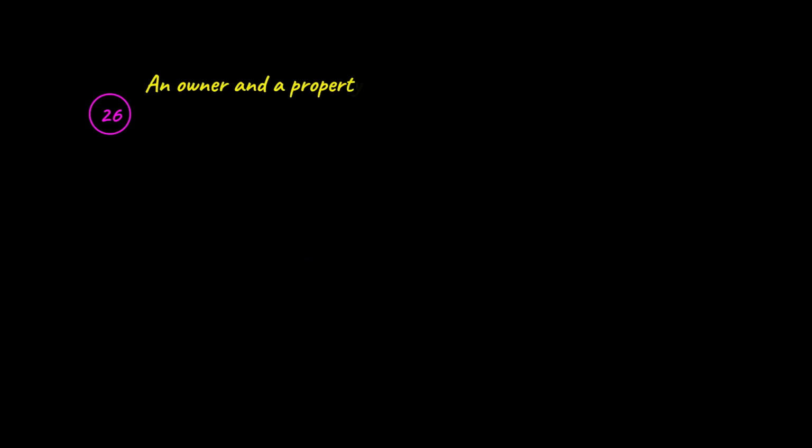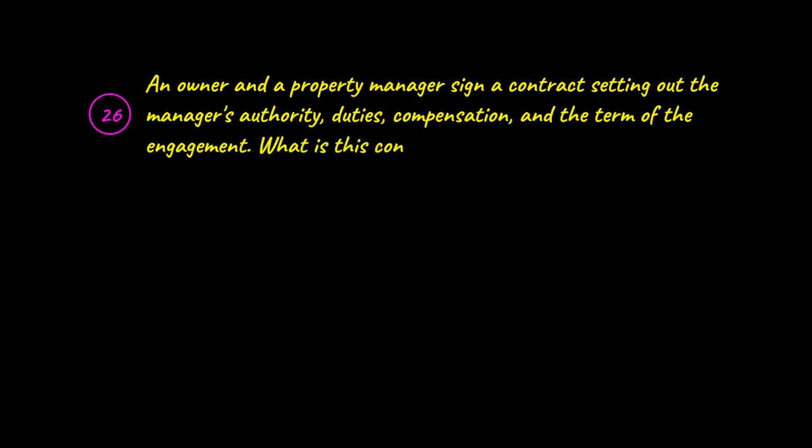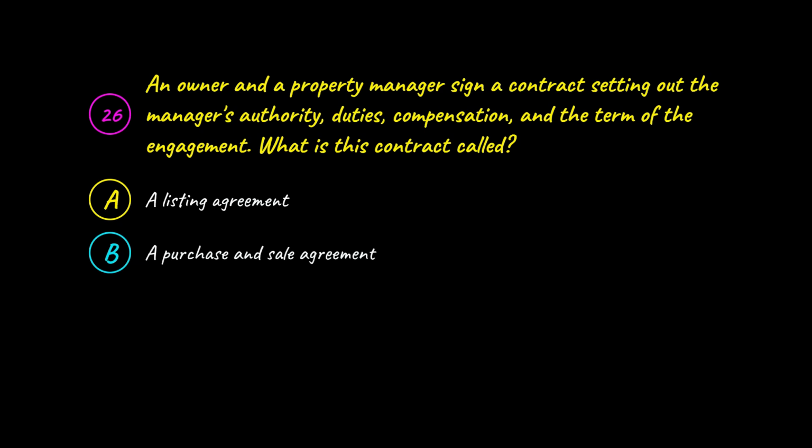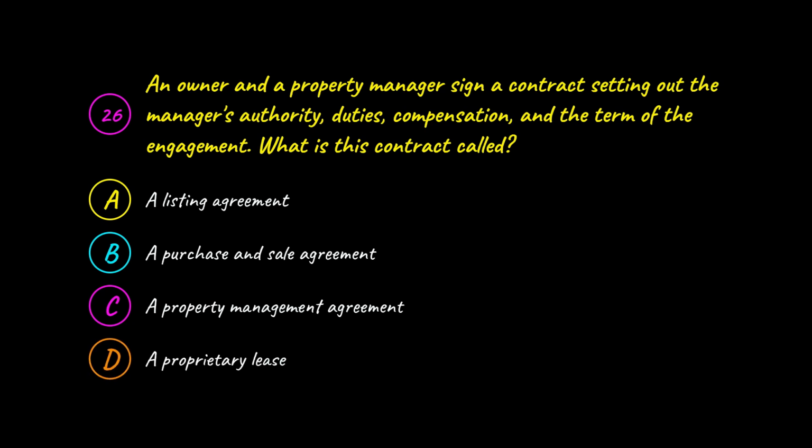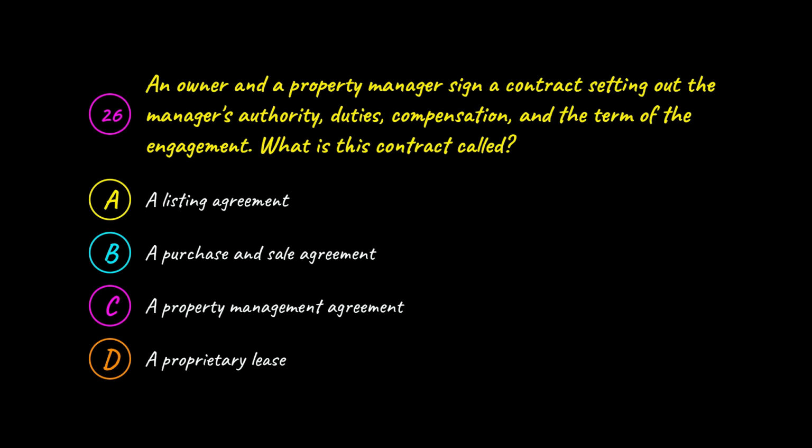Question 26. An owner and a property manager sign a contract setting out the manager's authority, duties, compensation, and the term of the engagement. What is this contract called? Your options are A, a listing agreement, B, a purchase and sale agreement, C, a property management agreement, D, a proprietary lease. Take a second. Which answer would you pick?